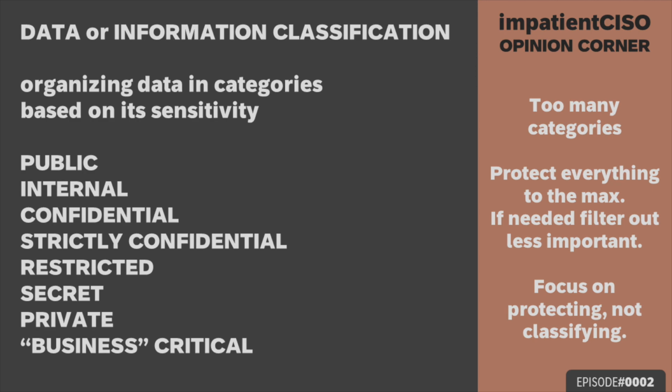So therefore, don't get caught in this. There are much more important topics in cybersecurity where you can play the complexity card and where you really have to put thought into how you want to do it. But data and information classification, keep it simple. 2 categories, and apply the max. And if you need to make some differentiation, do it, but not into 4 or 5 different categories.